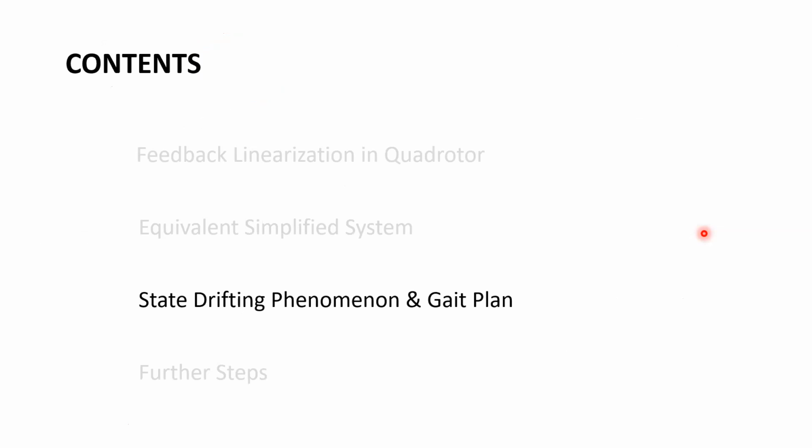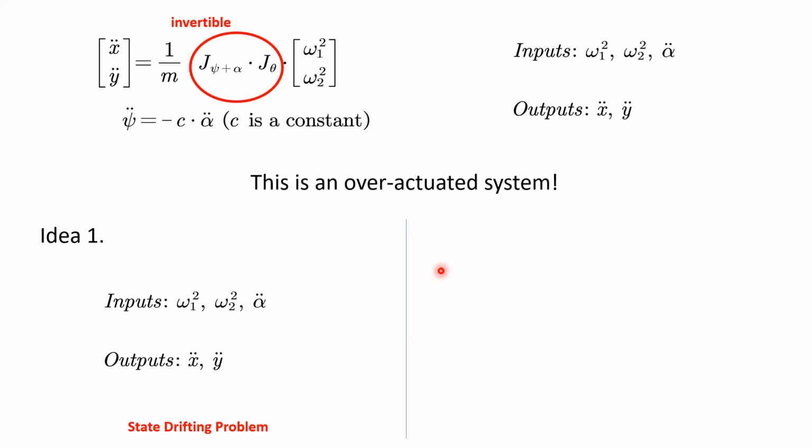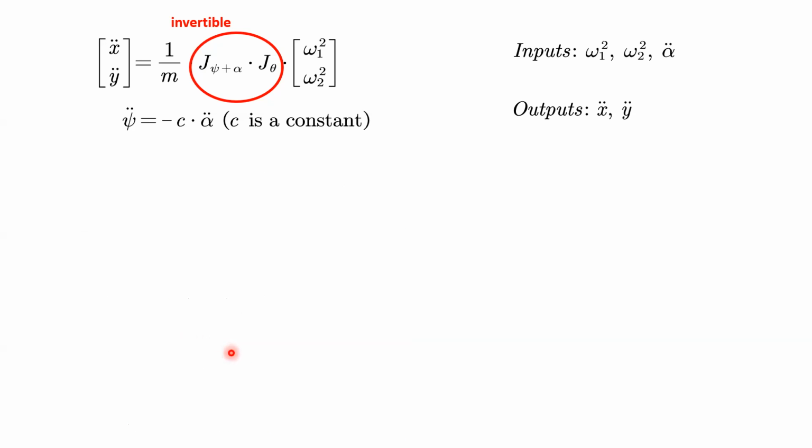We will discuss the 2 methods to control this tilt vehicle in this section. As I mentioned, there are 2 ideas in controlling this system. Let's focus on the first idea and its problem. There will be 3 inputs and 2 outputs. The first step is to calculate the third derivative of the outputs. We can get this result by calculating the derivative of the right side in the first equation.